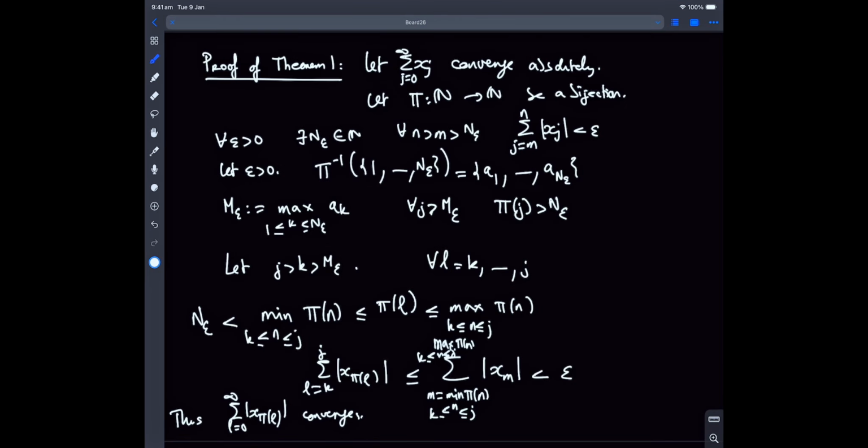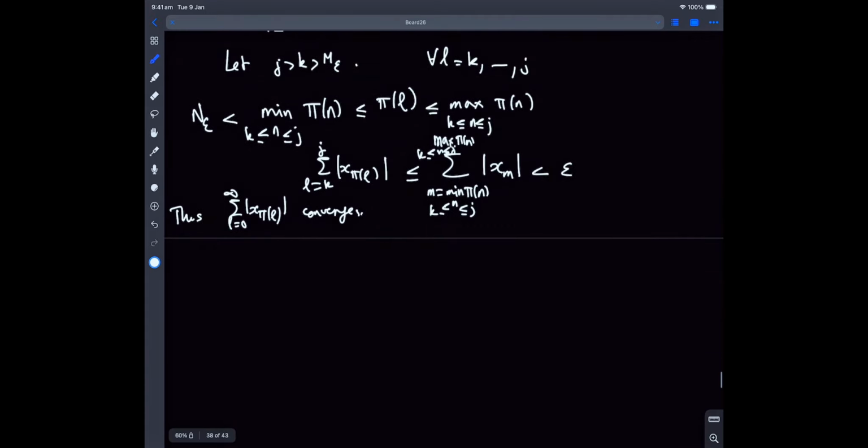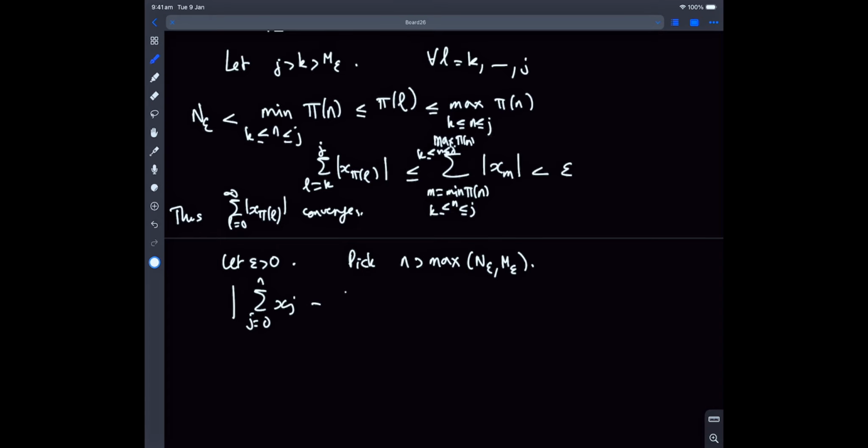Okay, now we still need to show that this sum of the x_{π(j)} is equal to the sum of the x_j. So how are we going to do this? We're going to give ourselves an epsilon, and we're going to pick an n which is very large, at least bigger than the maximum of N_epsilon and M_epsilon. Right, now we're going to compare the partial sum of the x_j's up to that n and the partial sum of the x_{π(j)} up to that n.